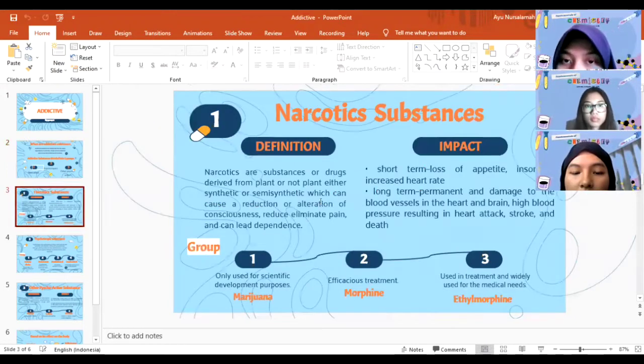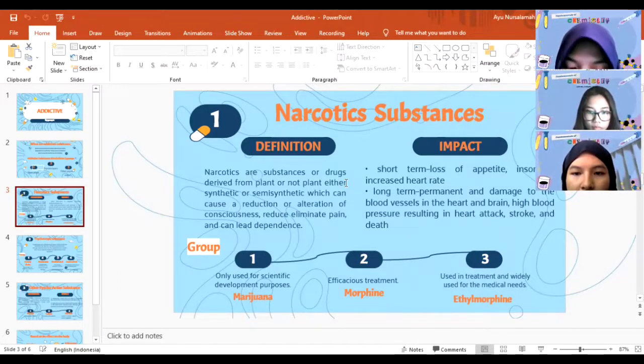Okay, first is narcotic substances. Narcotics are substances or drugs derived from plants, either synthetic or semi-synthetic, which can cause a reduction or alteration of consciousness, reduce or eliminate pain, and can lead to dependence. Narcotics are very harmful addictive substances, and consuming and trafficking them is banned all over the world, including in Indonesia.